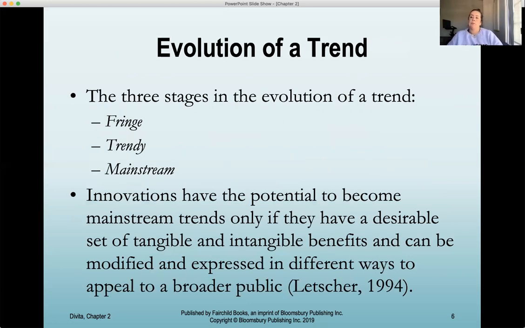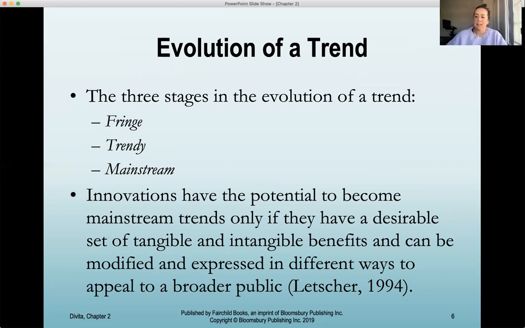Okay, the evolution of a trend. The 3 stages in the evolution of a trend are fringe, trendy, and mainstream. You guys will have to read about that and look that up in your chapter. Innovations have a potential to become mainstream trends only if they have a desirable set of tangible and intangible benefits.